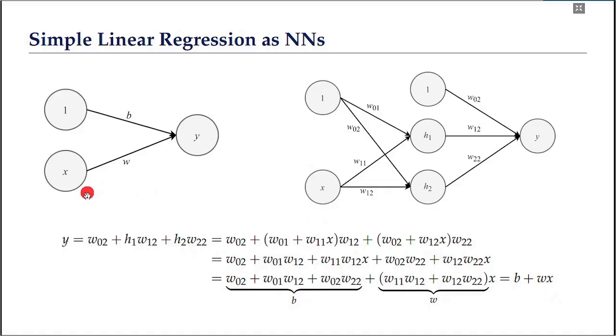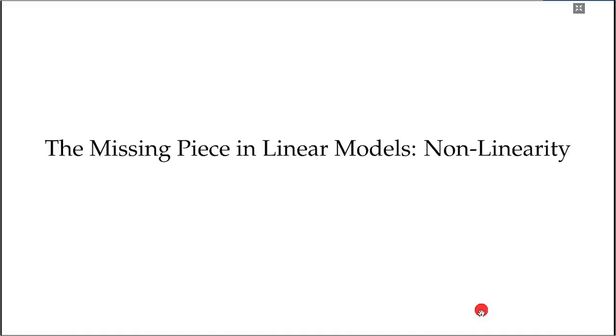So this single layer neural network model, or this simple linear regression model, and this two-layer neural network model are exactly the same. They are exactly the same. So what is the difference between neural networks and the usual standard models? There is one important term missing in the current way of representing the neural network model, which is called nonlinearity.